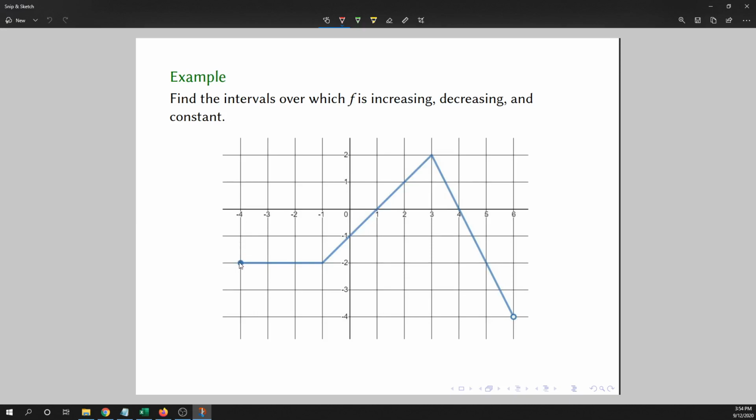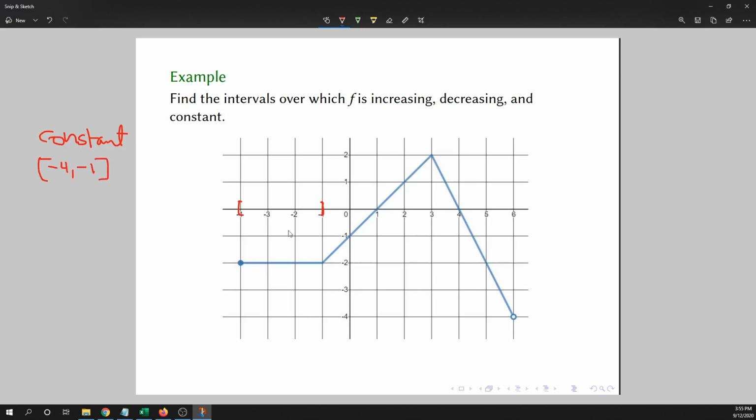As we work our way from left to right, we can see that the graph is a horizontal line until we get to right here. So the graph is constant on this little piece right here. So what you would do is give your answer in terms of these numbers right here on the x-axis. So this graph is going to be constant on the interval from -4 to -1.